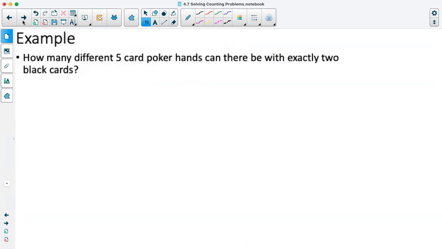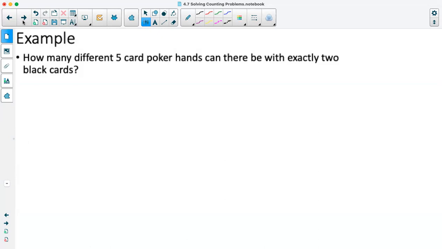Next example, how many different 5-card poker hands can there be with exactly 2 black cards? So in poker, you're not looking at what order people are getting cards in. Instead, you're trying to find, say, pairs or 3 of a kind or 4 of a kind or flushes and things like that. So the order people are getting cards does not matter. So it's going to be a combination.